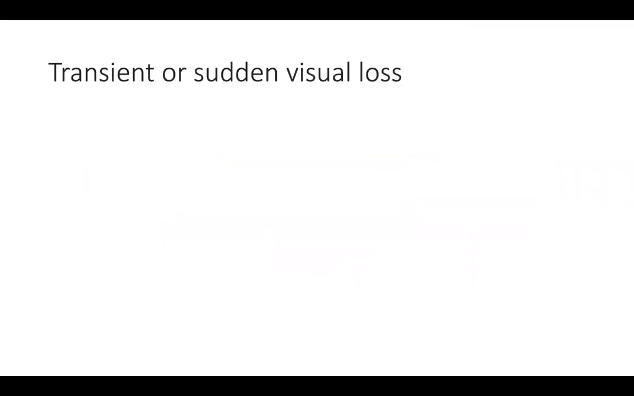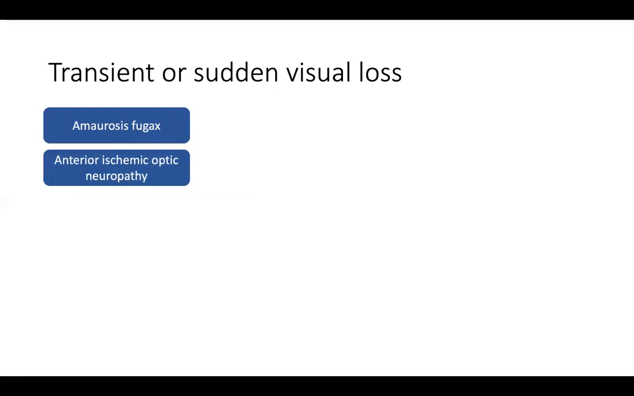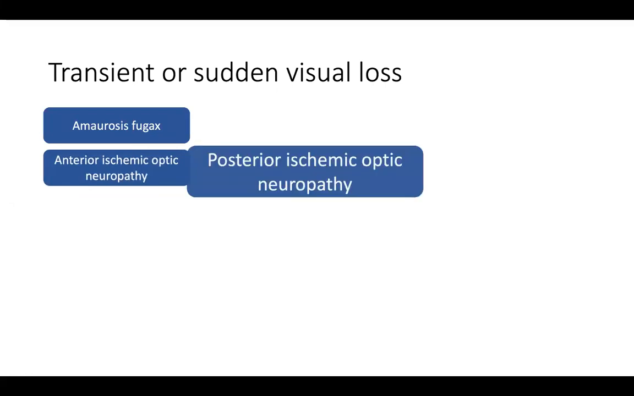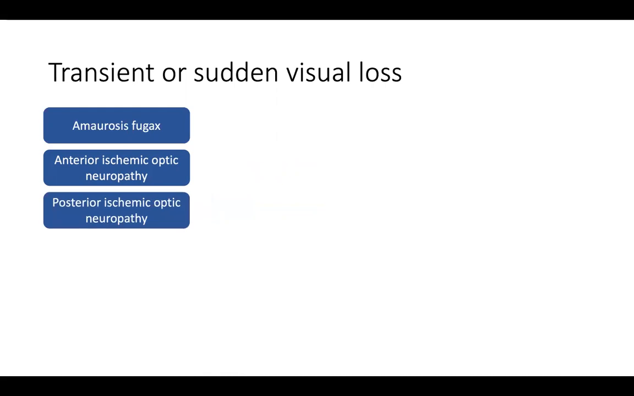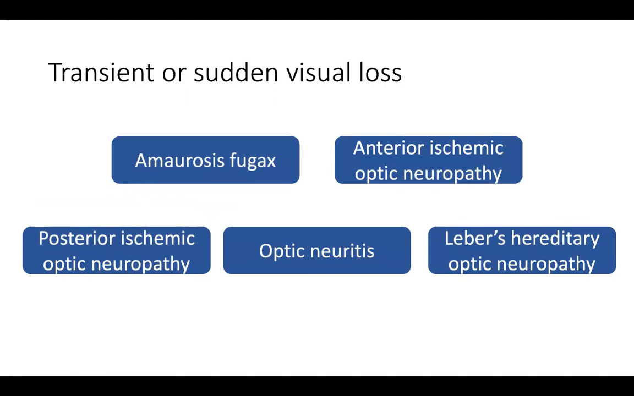In this set of slides, we will discuss 5 etiologies, namely amaurosis fugax, anterior ischemic optic neuropathy, posterior ischemic optic neuropathy, optic neuritis, and Leber's hereditary optic neuropathy.